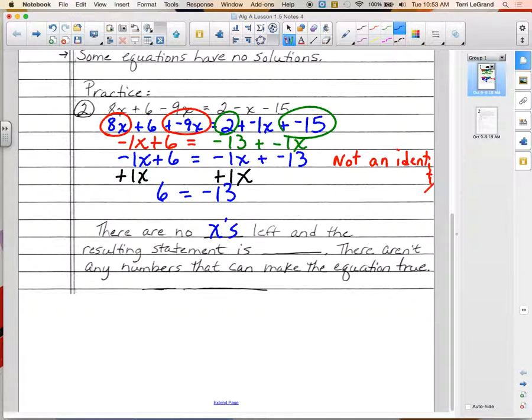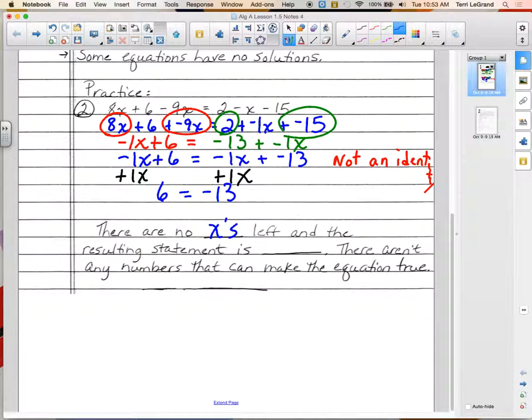And the resulting statement is, no, read that. What does it say? 6 equals negative 13. How do you feel about that? Is it a problem or not a problem? Not a problem. Okay, 6 can equal negative 13.